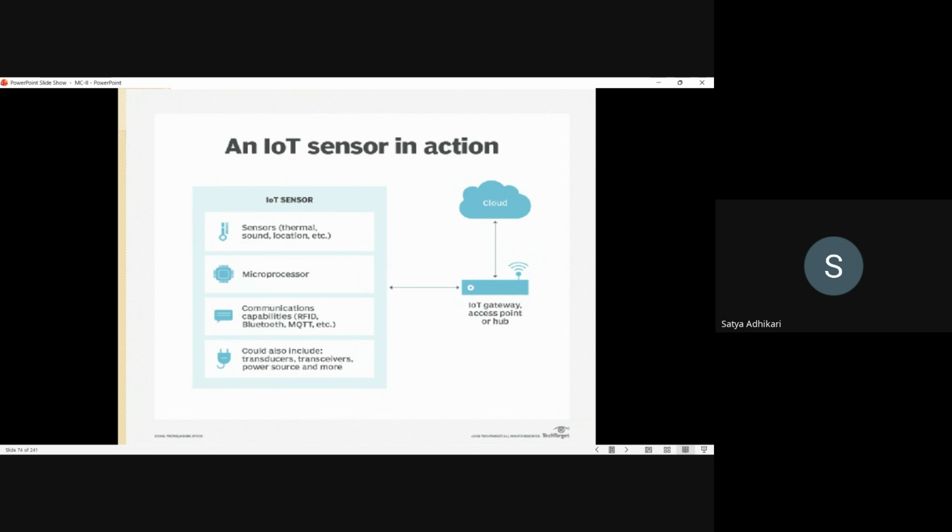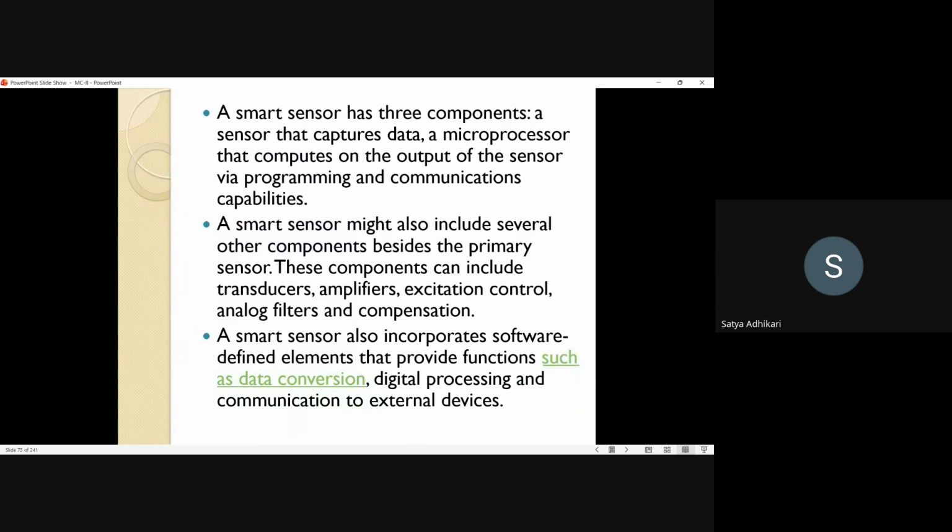So these components have different functions. Let us discuss that. A smart sensor has three components: a sensor that captures data, and once it has captured data, a microprocessor that computes the output of the sensor via programming or communication capability.